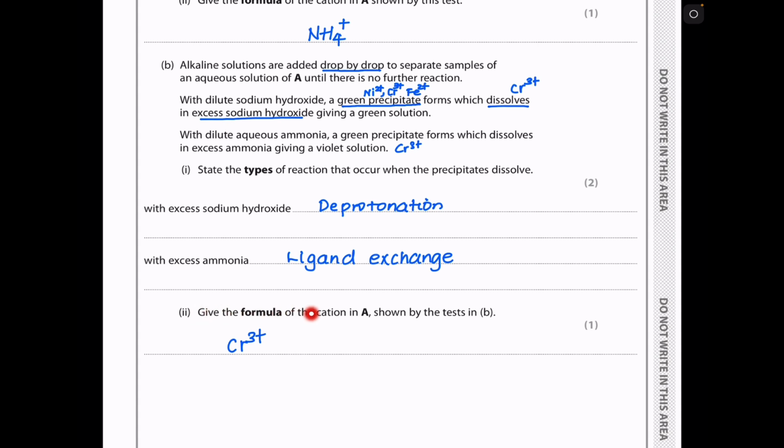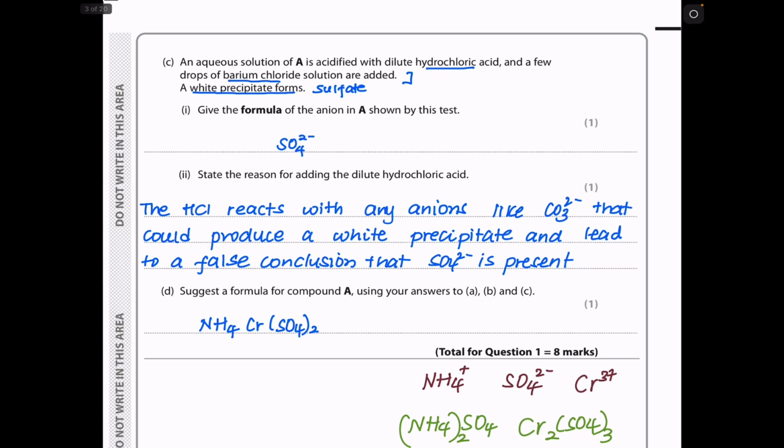Next they say give the formula of the cation in A, shown by the tests in B. That should be chromium 3+ cation. In part C, an aqueous solution of A is acidified with dilute hydrochloric acid and a few drops of barium chloride solution are added. A white precipitate forms.